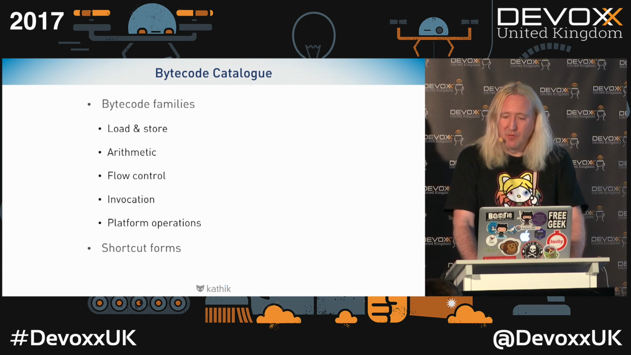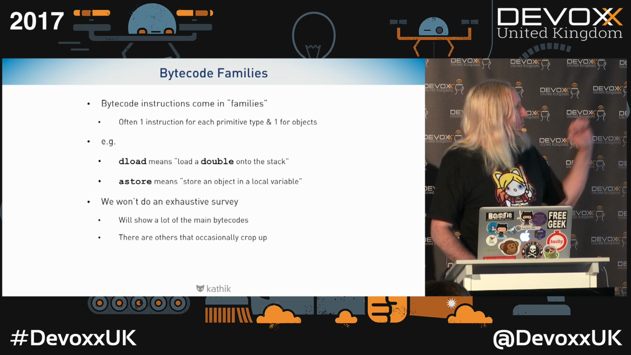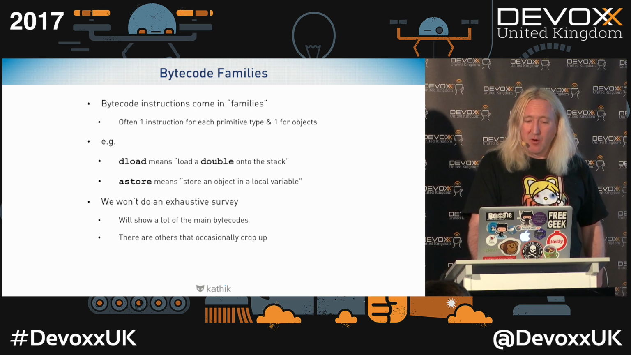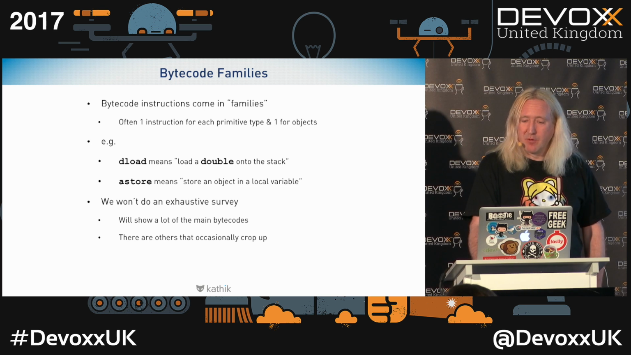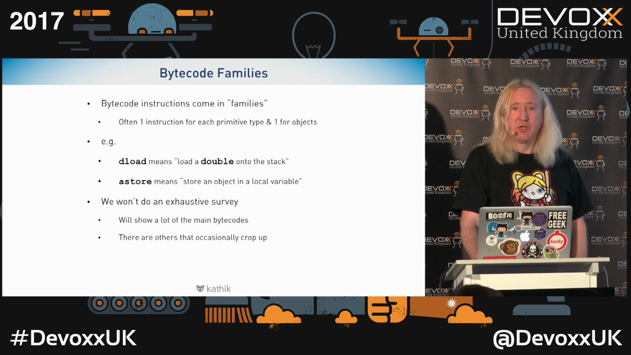So let's look at a few forms. So, as promised, we've got dload to load doubles onto the stack. astore means store the object in an appropriate local variable. I'm just going to do enough of the bytecodes for the rest of the talk. There are others which occasionally crop up.